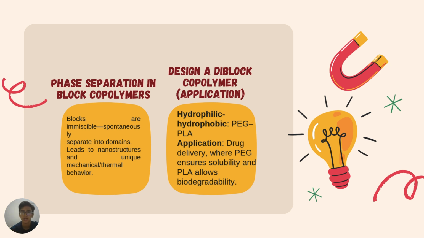And the last question is design of block copolymer and the application of it. So let's say design it being hydrophilic and hydrophobic, as it, of course, absorbs moisture. We can take PEG and PLA as one of the examples. So drug delivery, where PEG ensures solubility, and the PLA allows biodegradability, making it more recyclable and other things along the way.